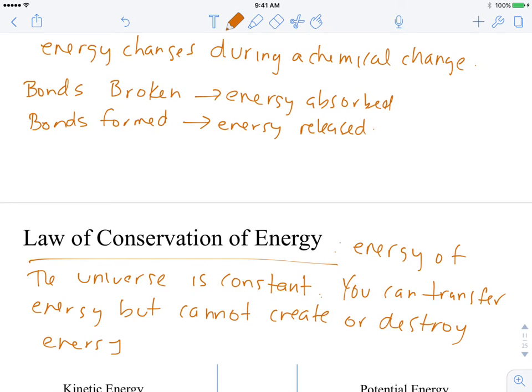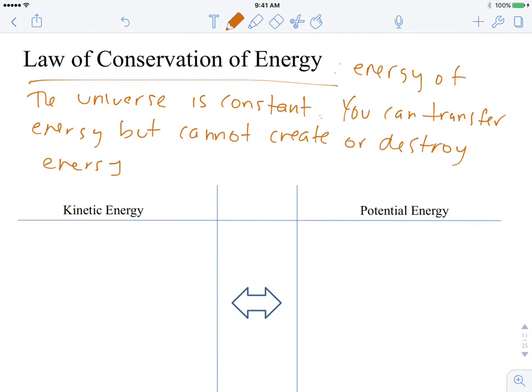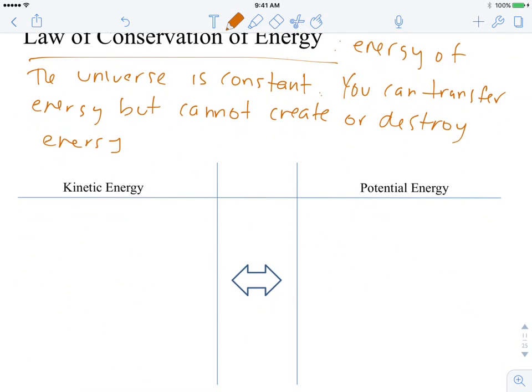And so when we transfer energy, we think about the two main types of energy and how we would transfer between them. Kinetic energy, this could be heat energy, for example. And potential energy, this could be chemical energy, for example. In a chemical reaction, we can transfer energy between heat energy and chemical energy.